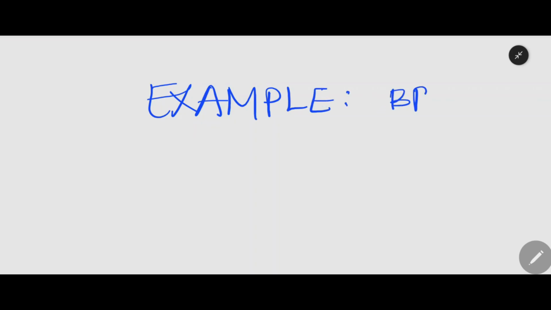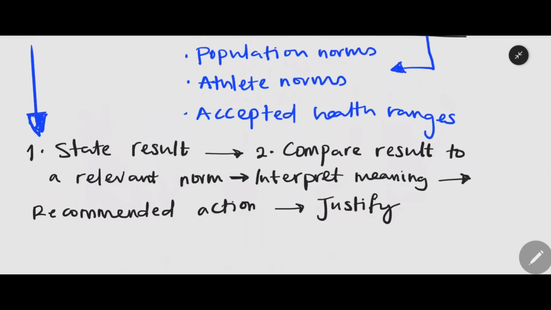So to give you a good example about blood pressure, you might have a client come to you and you've done the health monitoring test, you've got the result. You could say something like, compared with accepted healthy ranges, the client's blood pressure suggests elevated risk. So the program should prioritize moderate intensity aerobic work and lifestyle change with medical referral if indicated. So that's taking into account these steps.